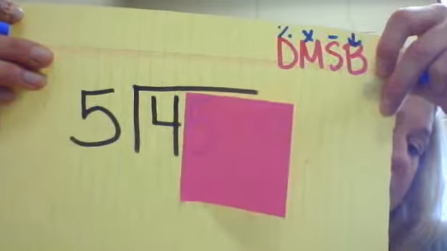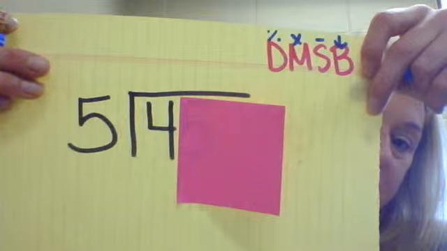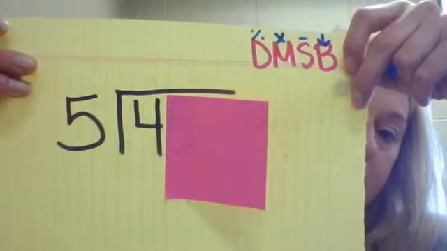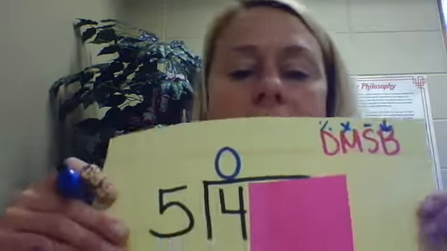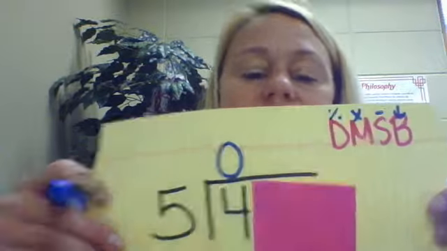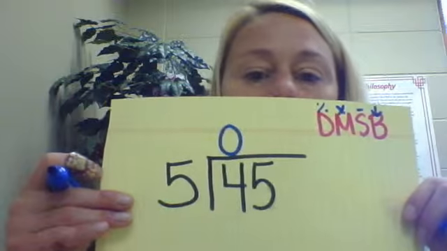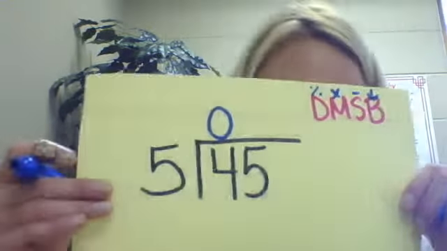So I'm going to cover up the second number, so I only see the very first number, and I ask myself, can 5 divide into 4? And the answer is no. So I need to put a number on top of that, which is my 0. Okay, I'm still at divide. I haven't divided yet, so I'm going to move my sticky note over, and now I ask myself, does 5 go into 45? And it does. Okay, how many times? 9 times.